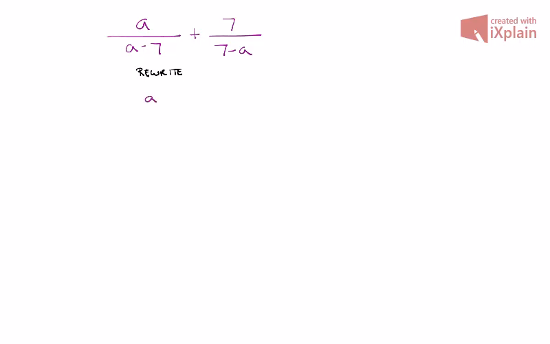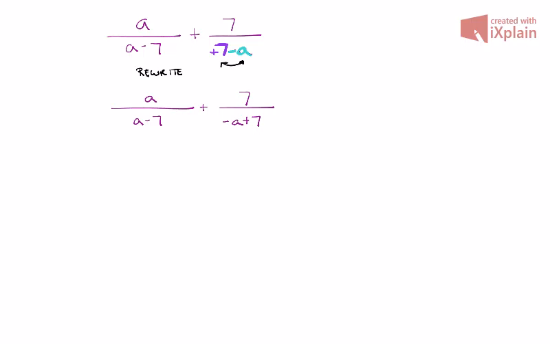Okay, so my problem is going to become a all over a minus 7 plus 7 over a negative a plus 7. So again, note here, the negative follows with the term a, and the 7 that I'm working with here is actually a positive 7. So I basically just swapped their positions.